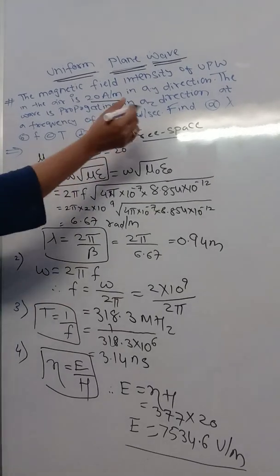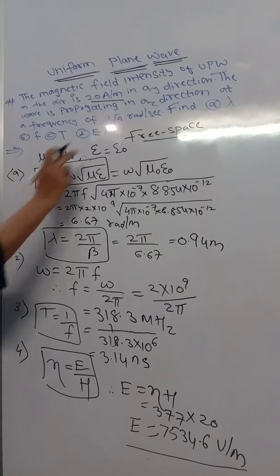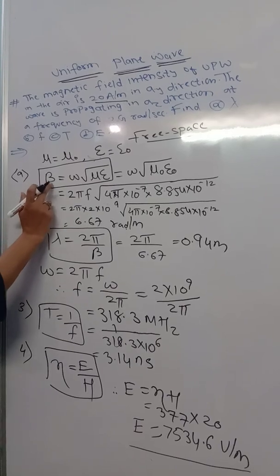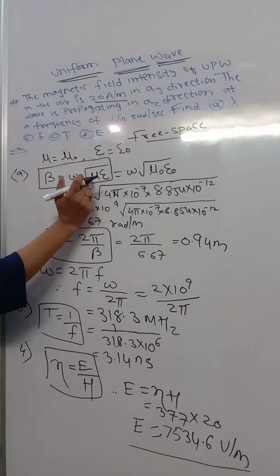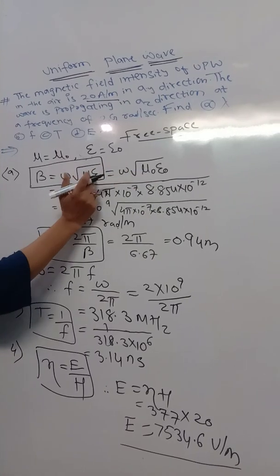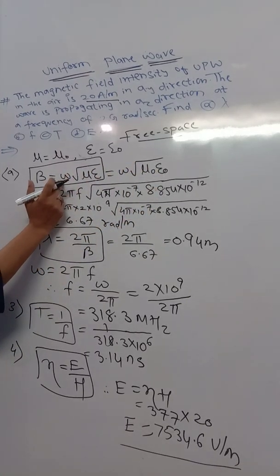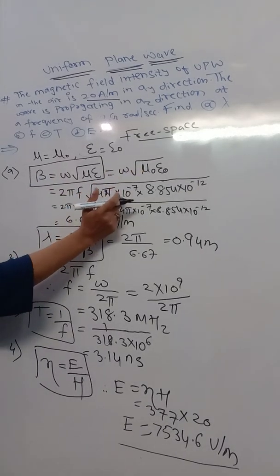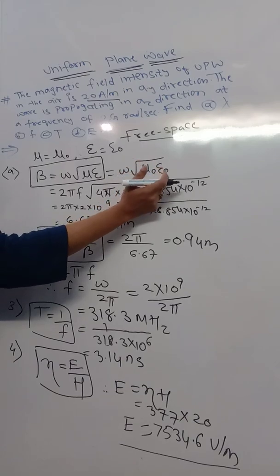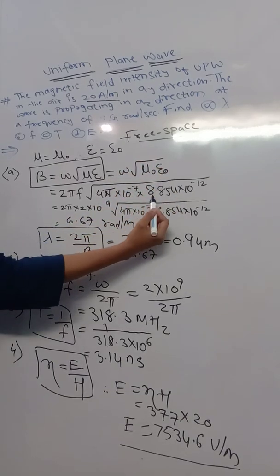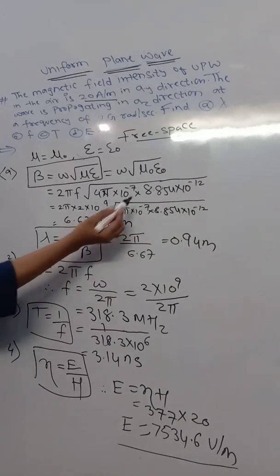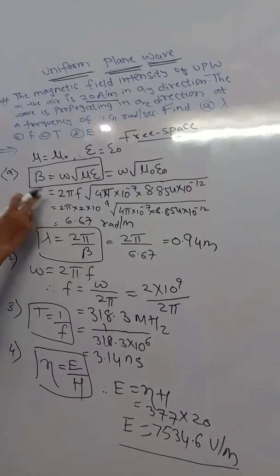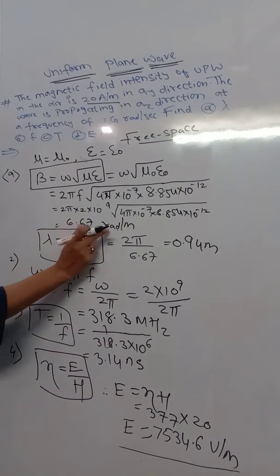So how can I calculate my first parameter? That is nothing but lambda, the wavelength. We can calculate the wavelength with the help of the propagation constant. Beta is equal to omega root of mu into epsilon. So mu will be equal to mu 0, epsilon will be equal to epsilon 0. The angular frequency is 2 pi f. Mu 0 is 4 pi into 10 to the power minus 7, and epsilon 0 is 8.854 into 10 to the power minus 12. By substituting the value of the frequency, you will calculate that the propagation constant is 6.67 radian per meter.